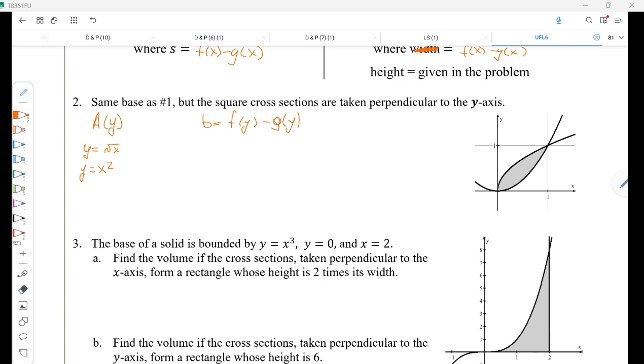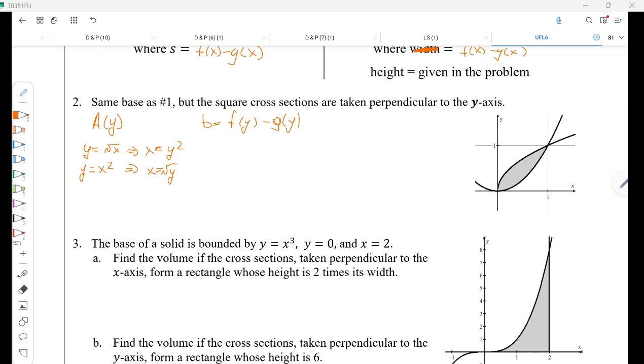Taking those formulas and putting them in terms of x, if y equals the square root of x, then what does x equal? Yep. And if y equals x squared, then what does x equal? Square root of y, yeah. So it does turn out that when you end up with the same two functions, it's just your x and your y have now swapped places.